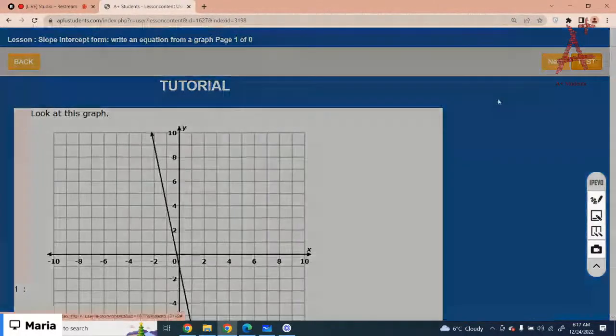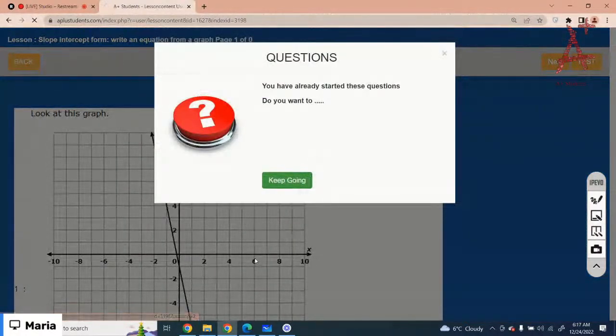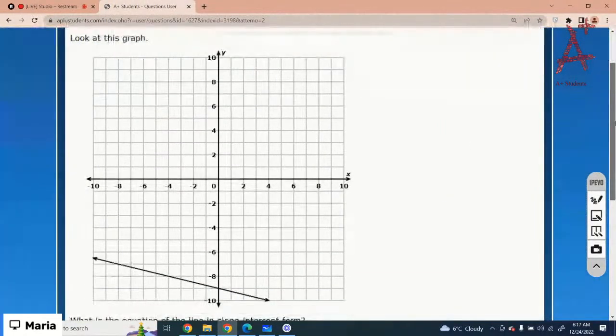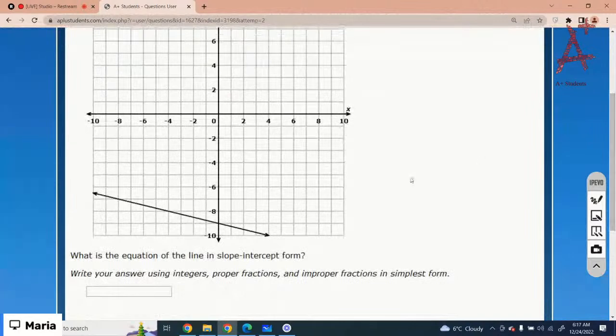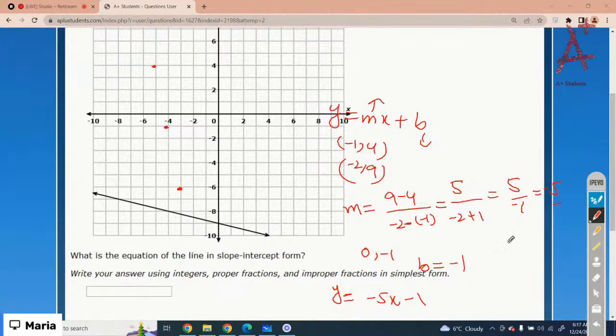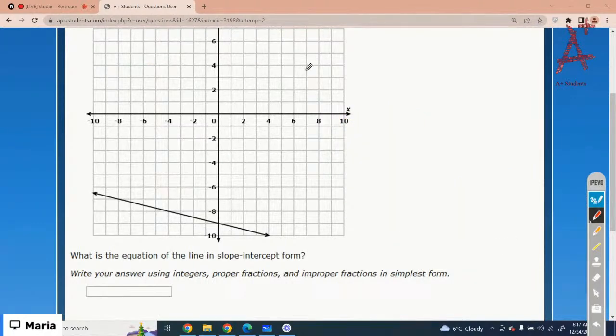Let's do practice questions. Here is the given graph. You have to find the equation of this graph. Got it? The slope intercept form of the equation is y equals mx plus b. To write the equation in the slope intercept form for this graph, you have to find the value of b and the value of m.